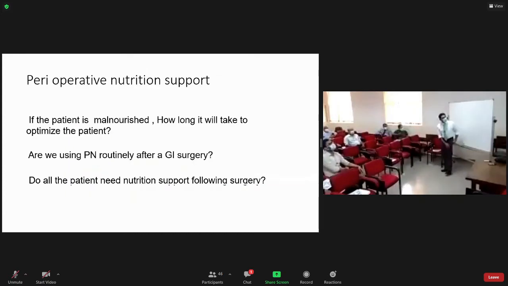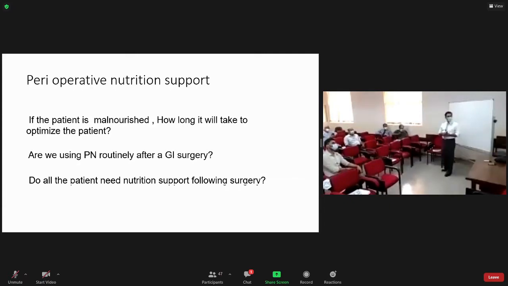In perioperative nutrition support, if the patient is malnourished, how long will it take to optimize the patient? Usually, if the patient is severely or moderately malnourished, it will take at least 1 to 2 weeks to optimize the patient.